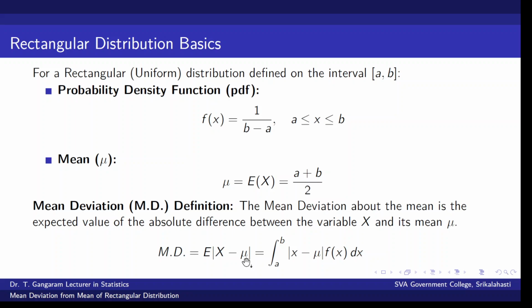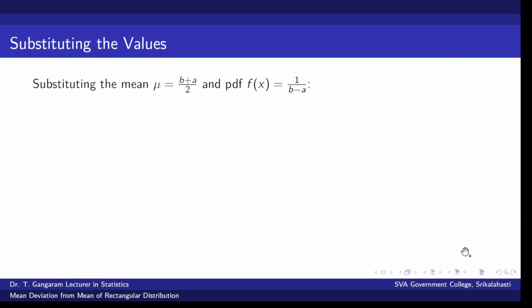So in case of rectangular distribution, we find the mean deviation as the integral from a to b of modulus of x minus mu times f(x) dx. We substitute the mean and probability function values in this expression. The range is a to b, absolute difference of x minus (b plus a) by 2, into f(x), into dx.